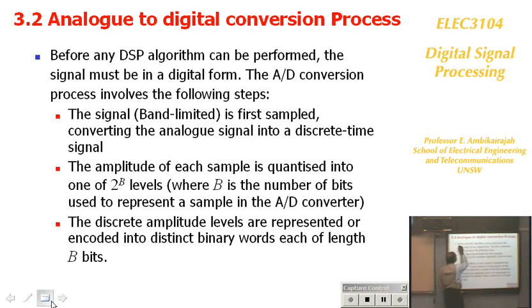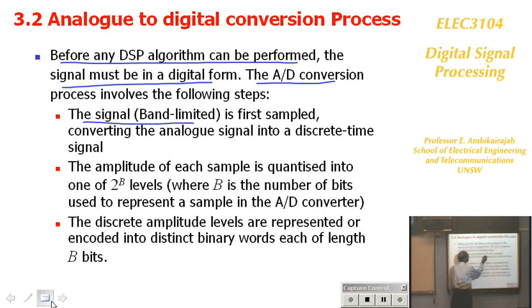Before any DSP algorithm can be performed, you must convert the signal into digital form. I've already explained that. The process is called A to D conversion. But the signal must first be sampled, converting the analog signal into a discrete signal. So now we're going to talk about the A to D converter.